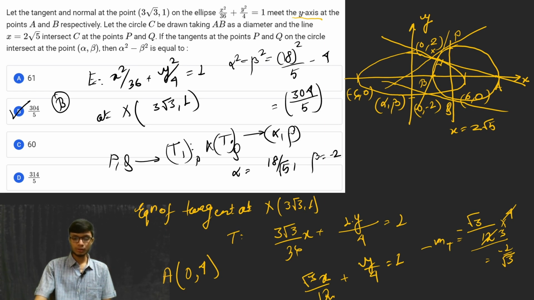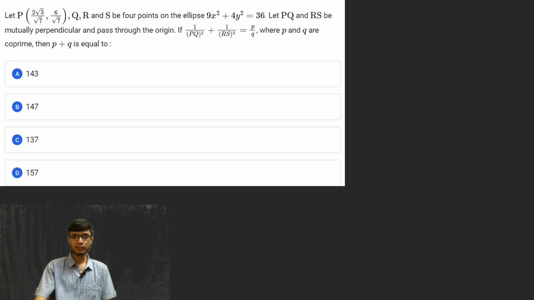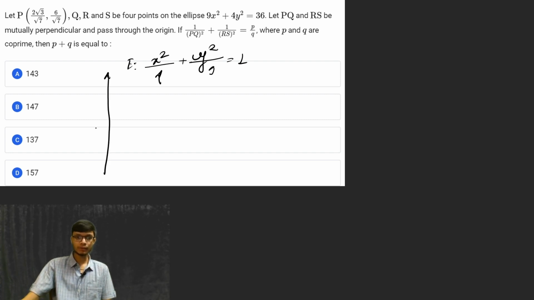All right, let me move further and solve the next problem. It says P is given as 2 root 3 by root 7 comma 6 by root 7, and Q, R and S are the four points on the ellipse. The equation of the ellipse is x square by 4 plus y square by 9 equals 1. So it is a vertical ellipse, that is, the major axis is the y axis, something like this.